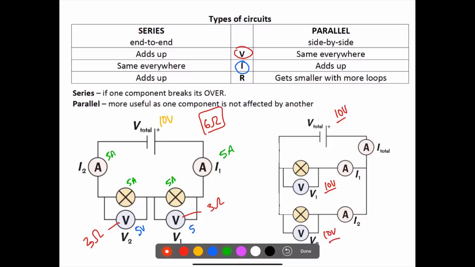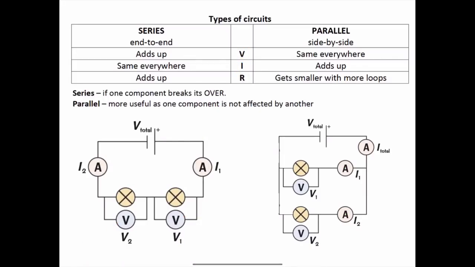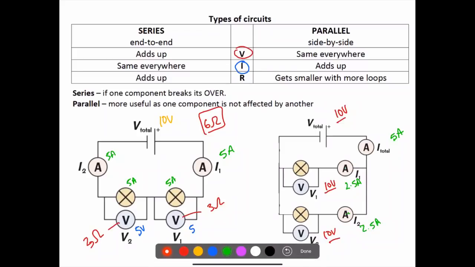So here, if the current, let's say, was 5 amps, then in these 2 branches, they'll have to add up. So for example, it could be 2.5 amps here and 2.5 amps over there. And then finally, resistance. In parallel circuits, we don't actually have to calculate it. However, they could ask you to calculate resistance for a particular branch, but they won't ask you to calculate the total resistance of the whole circuit. But the rule is that with parallel circuits, as you add more loops, the total resistance gets smaller.